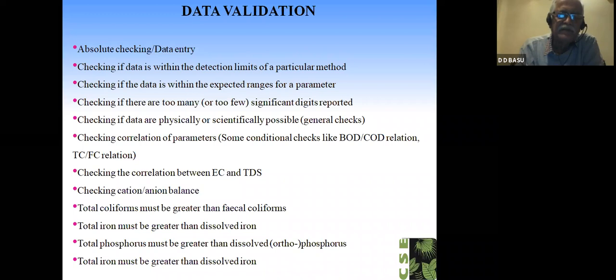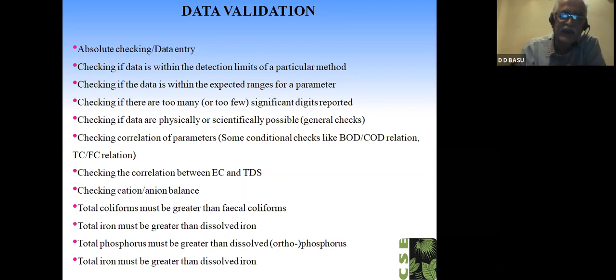Now, data validation. Checking entry of the data. Suppose you take the sample and analyze it. Now, the entry of the data may be wrong because it is typed by a typist, who has nothing to do with the analysis. If you are doing it by yourself, it is okay. But always the data entry you have to check.